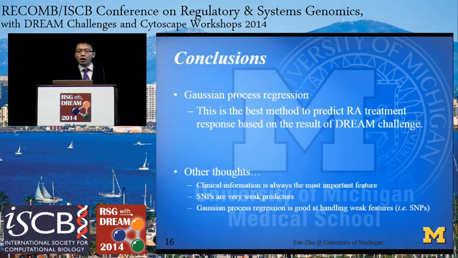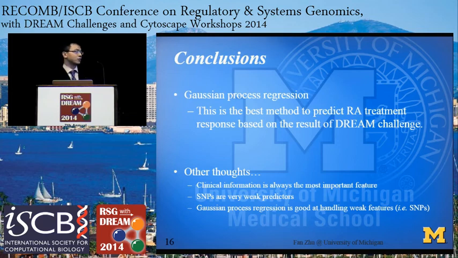Conclusion. So we built a Gaussian process regression-based model to predict the rheumatoid arthritis treatment response. And based on the result of DREAM challenge, I'd like to say that the Gaussian process regression is the best method to predict the rheumatoid arthritis treatment response.